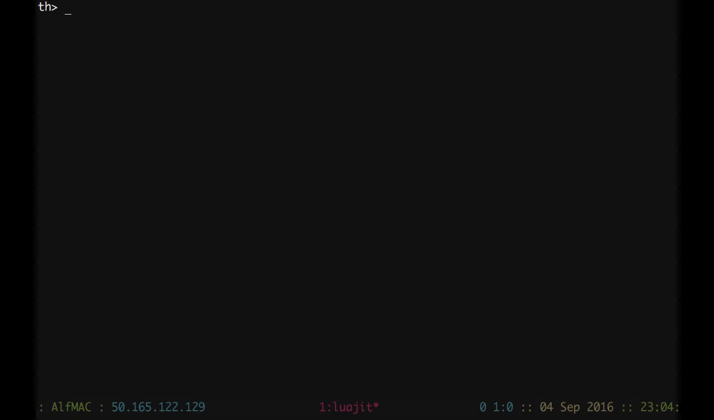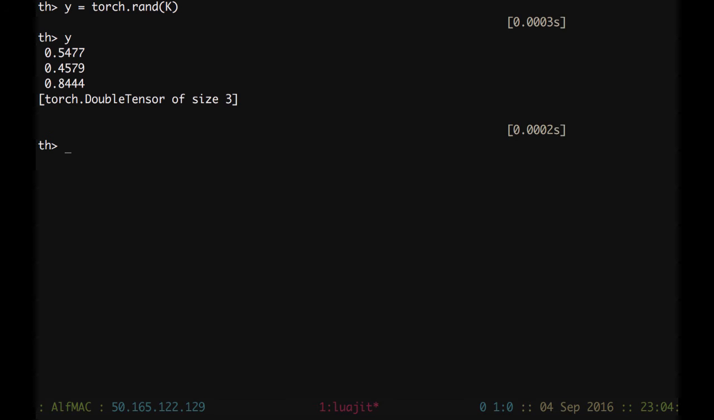So let's compute now the error based on our targets. We have to define our targets. We have y, which is going to be torch.rand, not randn, because the output of the network goes from 0 to 1, since we have applied a sigmoid nonlinearity. So rand of size k. So this is our y.